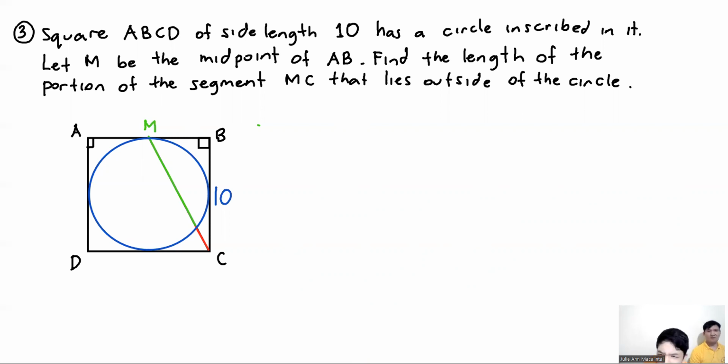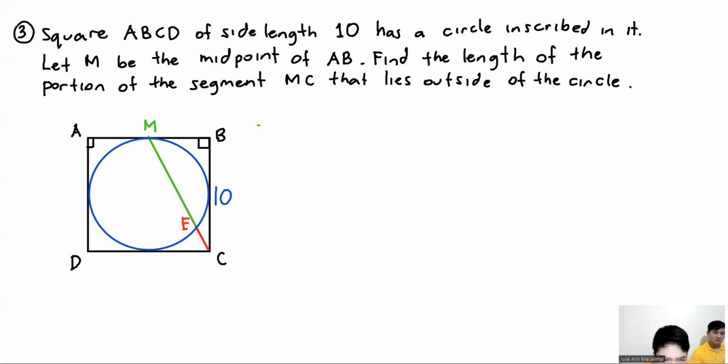First of all, let's name that segment. The portion of segment MC that lies outside of the circle is this portion, the red portion. Let's name that point E, the point where MC intersects the circle, other than the point of tangency of the circle and the square. This point. Other than that.